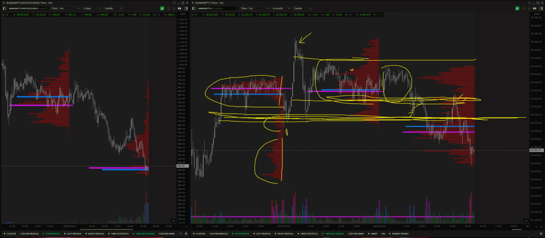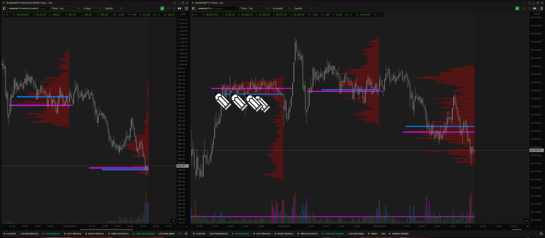Let me delete everything and get back the whole thing. So the first time when it breaks down, let me get a ruler. This was the value area of this day, so I'm talking about Friday. When it does break down, you can enter over here. Again, this is an intraday trade, so your stop loss would be somewhere above this place.